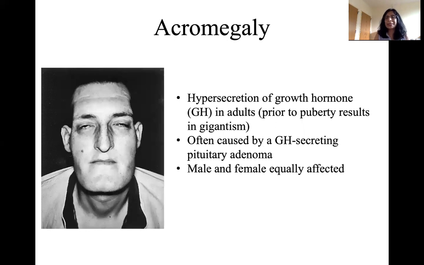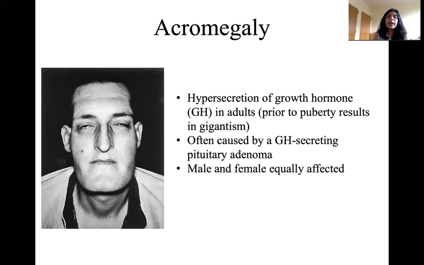acromegaly. So this is the abnormal condition related to an anterior pituitary hormone, that is growth hormone. Too much growth hormone in an adult. In children, too much growth hormone can lead to increased length of the bones, and that is what you call gigantism. And then too little of it can cause dwarfism, short stature, and hormone replacement is how you could correct those conditions.